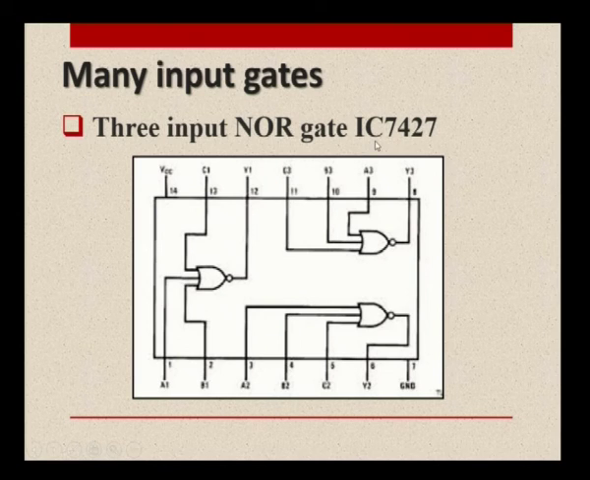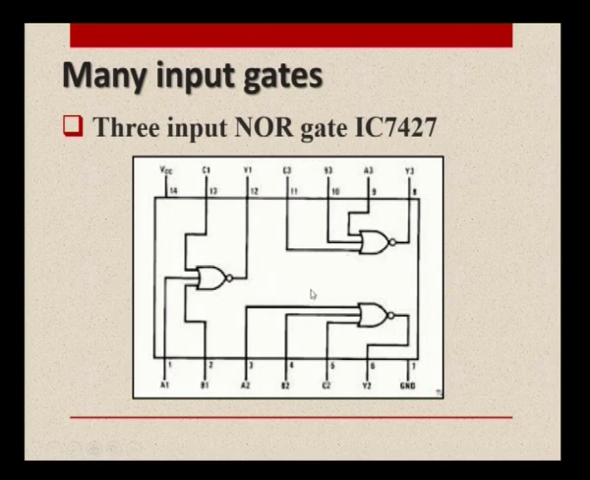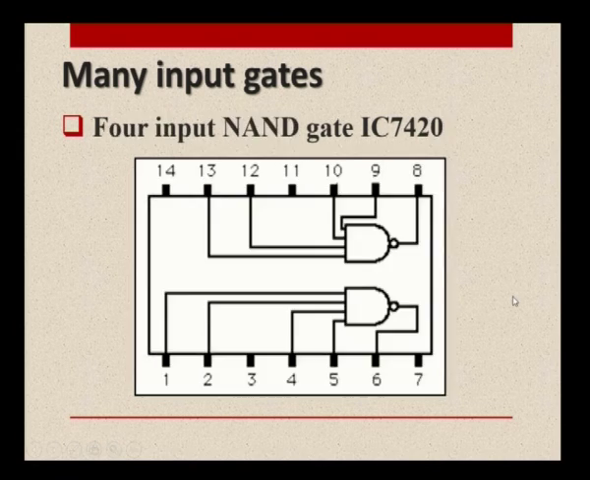So, this IC is IC 7427, which accommodates the 3 input NOR gate. If you could recall, in the normal 14 pin IC 74 series, if the inputs are 2, we could have 4 gates, which we have seen in one of the earlier lectures. But here, because there are 3 inputs, we are restricted to only 3 gates. So, we have to sacrifice the number of gates if we want to accommodate many such inputs.